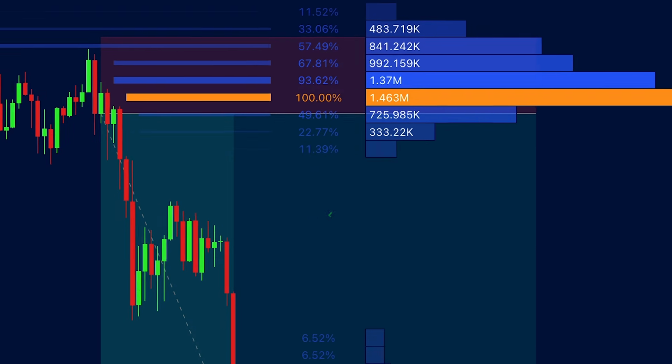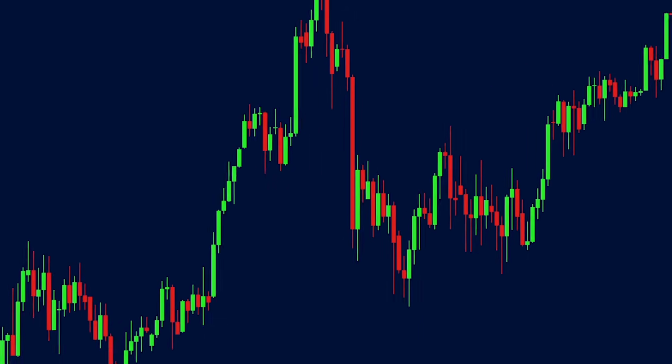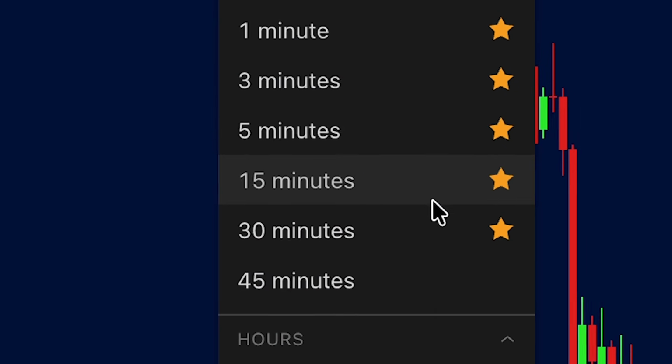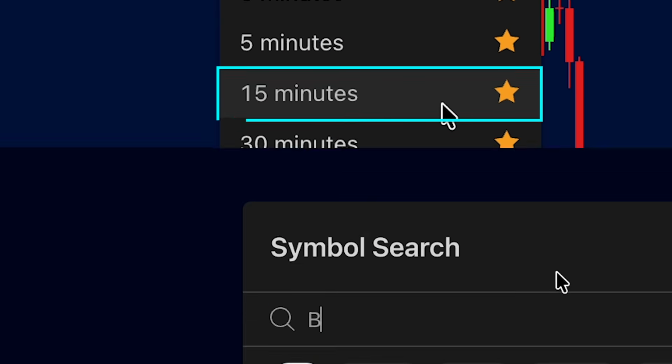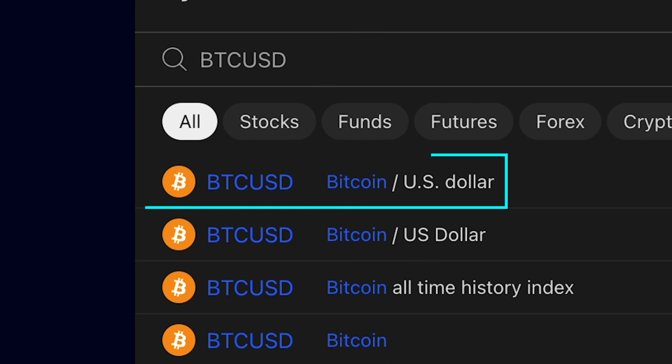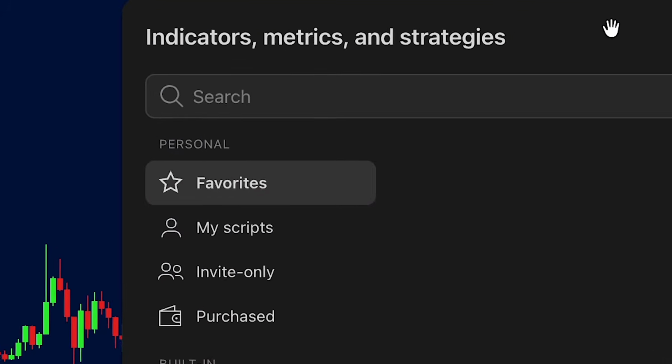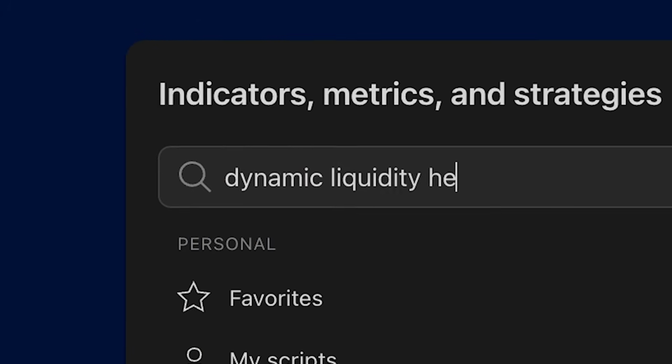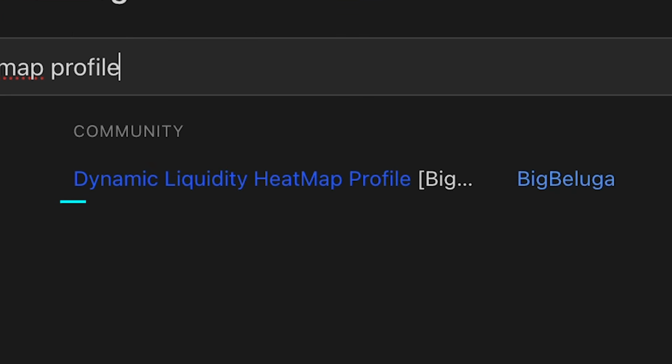Let's get into it. To add this powerful indicator to your chart, first, head over to TradingView and pull up any chart you want. I'm using the 15-minute time frame on BTC/USD. But this works on any market, any time frame. Click on Indicators and type in Dynamic Liquidity Heat Map Profile. Make sure you select the one by Big Beluga.